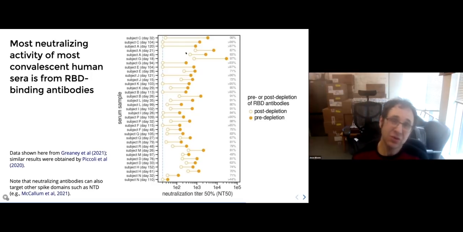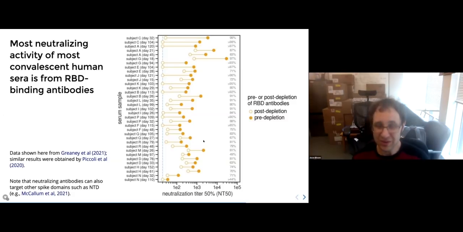Then what we did is we took these sera and we biochemically depleted only the antibodies that bound to the receptor binding domain, which recall is just one part of the spike, although the most key part for binding to receptor. And then we remeasured those neutralization titers. Those are the open circles. What you can see is that in almost every case, the neutralizing activity of the sera goes down dramatically when you get rid of the antibodies that bind to the RBD. In this case, greater than 99% of the neutralizing activity is RBD directed.